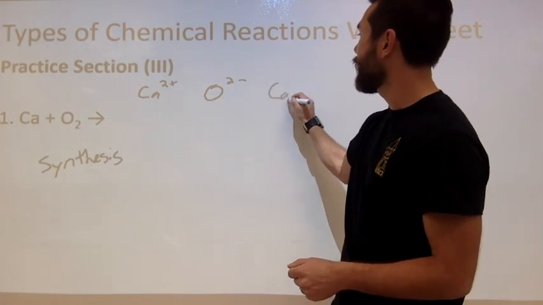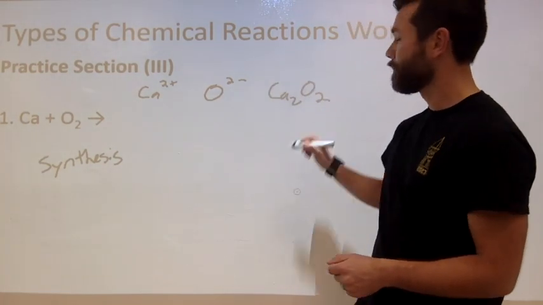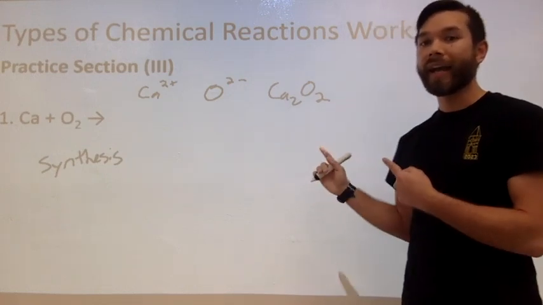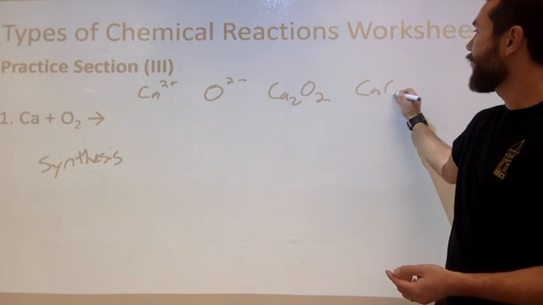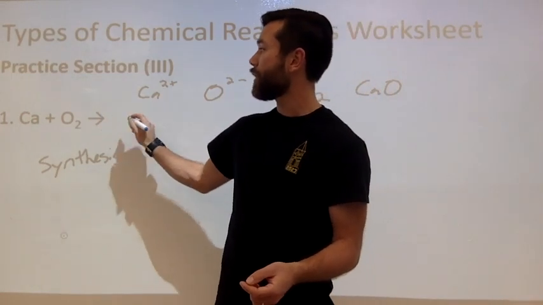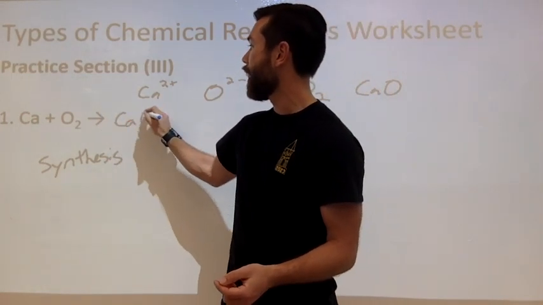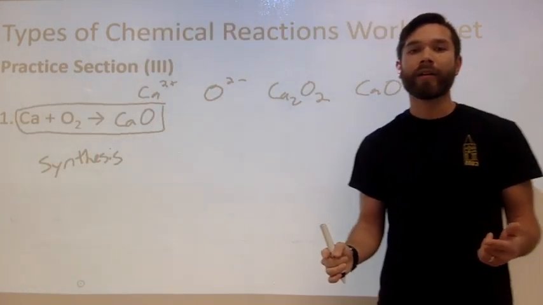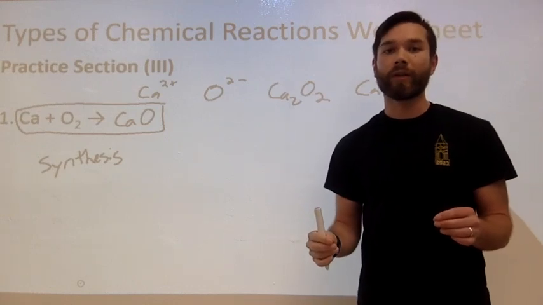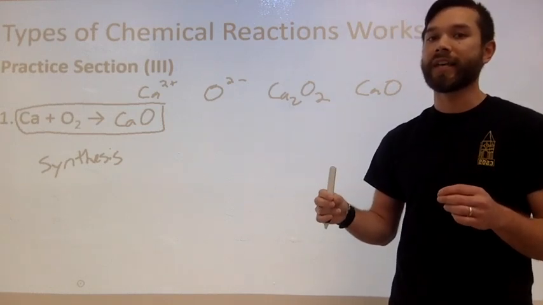And that's Ca2O2. And if I could simplify, and I can here, I'm going to. And that simplified looks like CaO. So Ca plus O2 yields CaO. And so this is actually my final answer to what that reaction would look like. Ca plus O2 yields CaO.